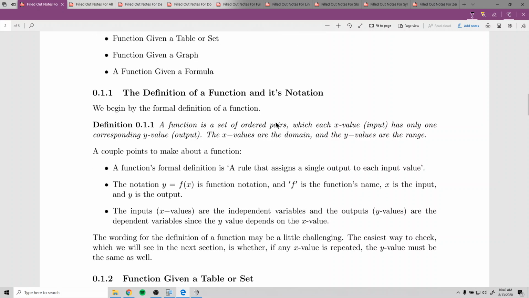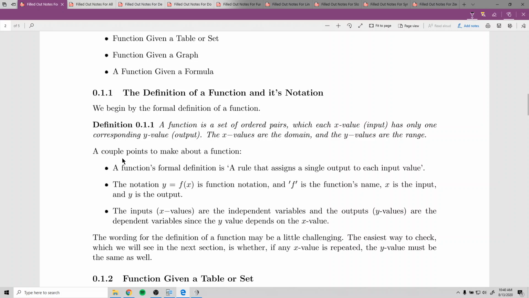Right, so what is a function? So a function is a set of ordered pairs in which each x value, called the input, has only one corresponding y value, called the output. The x values are called the domain and the y values are called the range. Now that's important, so we'll say it now, but we won't be dealing with the domain and range until next section.